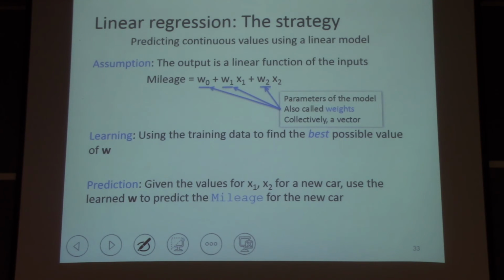Just to remind you, these weights, w0, w1 and w2, are the parameters of this problem. They're also called the weights. I'll keep using the word weight vector a lot. Together they form a 3-dimensional vector, something like this. And your input is a 3-dimensional vector which is 1, the bias term, x1 and x2. So the job of learning is to find the weight vector.